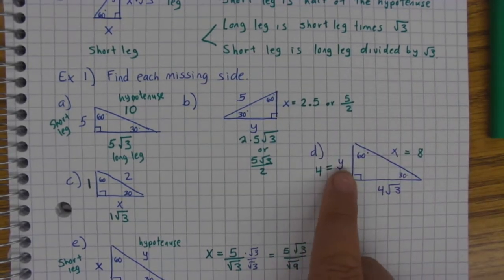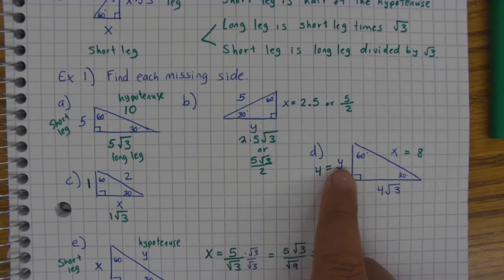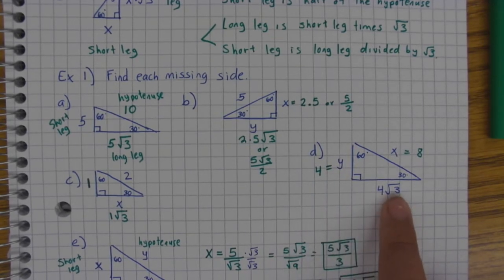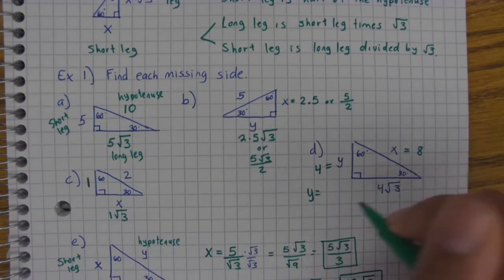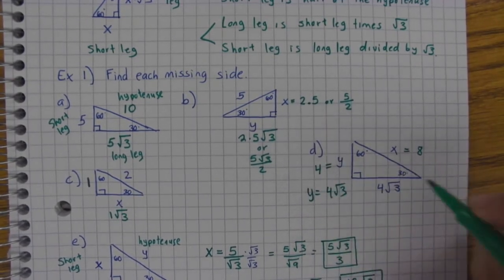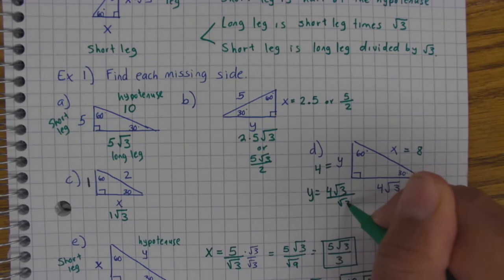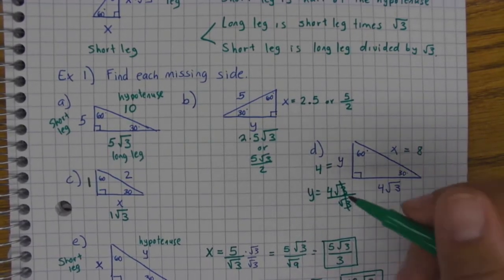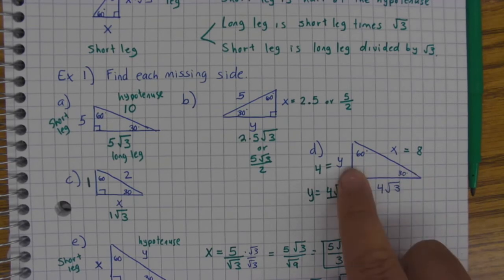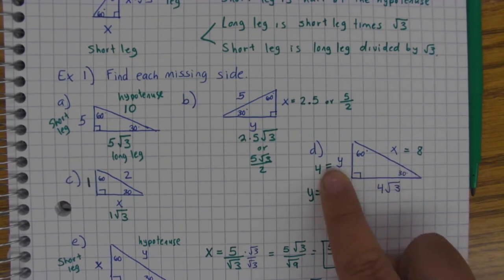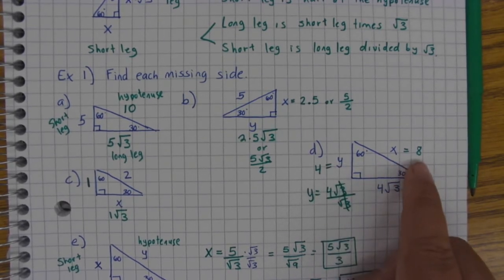So this short leg, y, what we're trying to find, is equal to the long leg divided by square root of 3. So you can write down that y is equal to the long leg divided by square root of 3. And the square root of 3's cancel out. So that's how you get y equals 4. And then you know the hypotenuse is double the short leg. So if y is 4, then x is 8. It's just double.